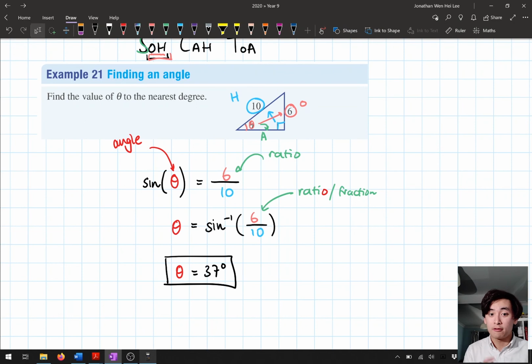Okay, so when you're trying to find a missing angle, we use inverse trig and put into our inverse trig our ratio, which is what we had down here. So put into your inverse trig your ratio.